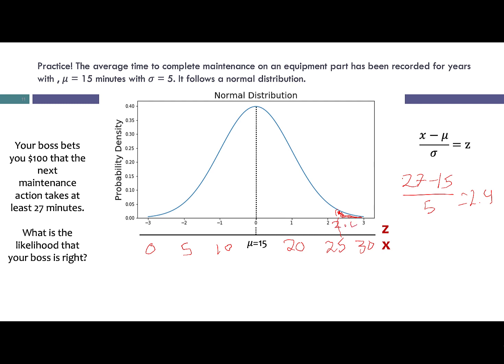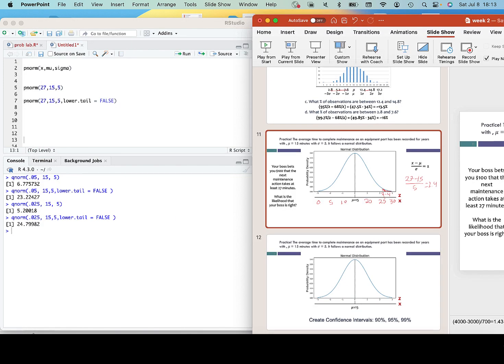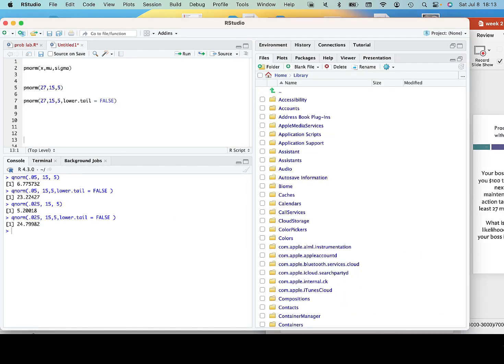With that, we can go to R and use R to help us calculate the probability of being in that little tiny tail. All right, here we are in R. I've set it up for us here. We can use this formula, P normal, to calculate. It takes the form x, 27, average mu, 15, and sigma, 5. Let's go ahead and run that.